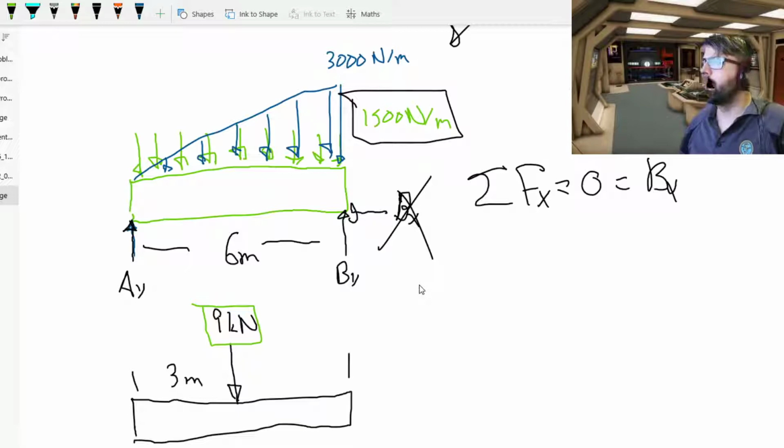Where is it acting? If we start from the fat end of the base, moving towards the point, then it's acting 1/3 of the way there, so it'll be 2 meters. It'll be right about here, 9 kilonewtons. So we got that at 2 meters, which means that we have 1 meter in between those two.